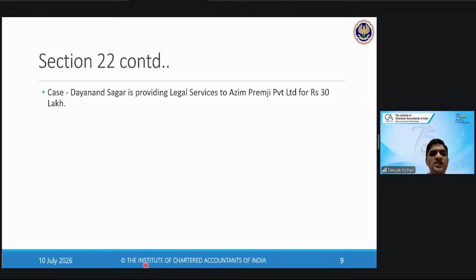Now there is a Dayanand Sagar, he's an advocate. He's providing legal services to Azim Premji for 30 lakh rupees. So will the 30 lakh rupees be included in the turnover of Dayanand Sagar, or will it be included in the turnover of Azim Premji Private Limited?